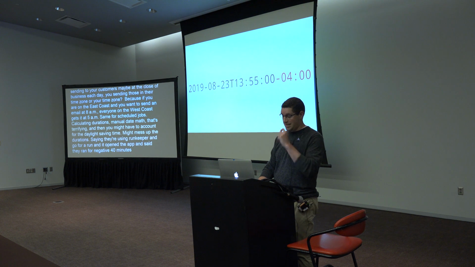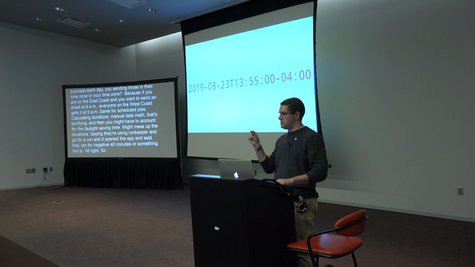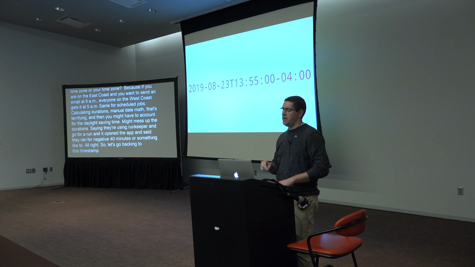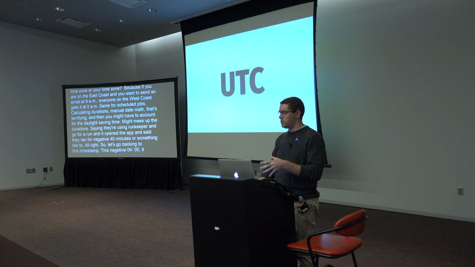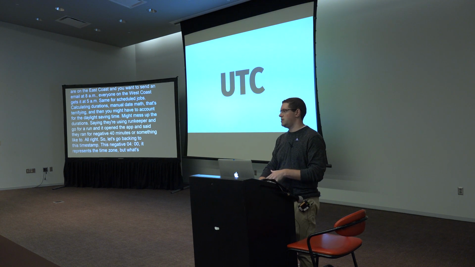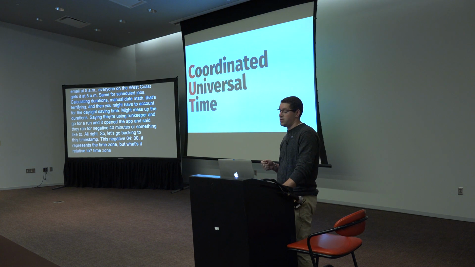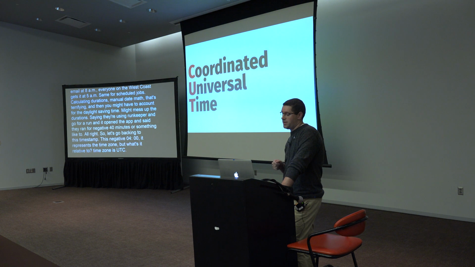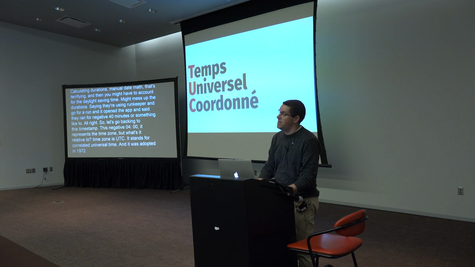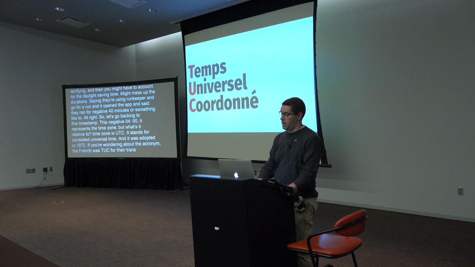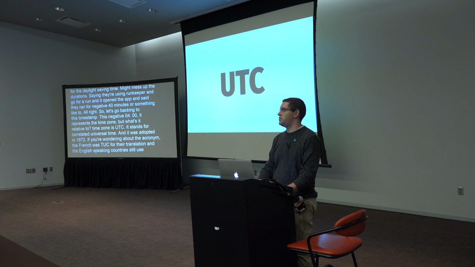All right, so let's go back to this timestamp. This is this negative 0400 bit. It represents the time zone, but what is it relative to? So time zone offsets are defined relative to UTC. And UTC stands for Coordinated Universal Time. It was formally adopted in 1972, and if you're wondering what's up with that acronym, that's because the French abbreviation was TUC for their translation, and the English-speaking countries still used CUT, and so they just picked UTC because it was the same in every language.